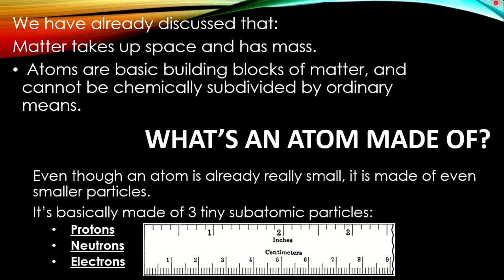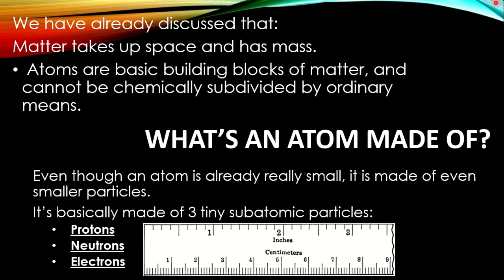The most common way in which the atoms can be divided further into its smaller, more basic parts is through nuclear reaction. Now, medyo hindi na siya kasama sa atin because we are only going to discuss chemical reactions in chemistry. So what's an atom made of? Even though the atom is already really small, it is made up of even smaller particles.